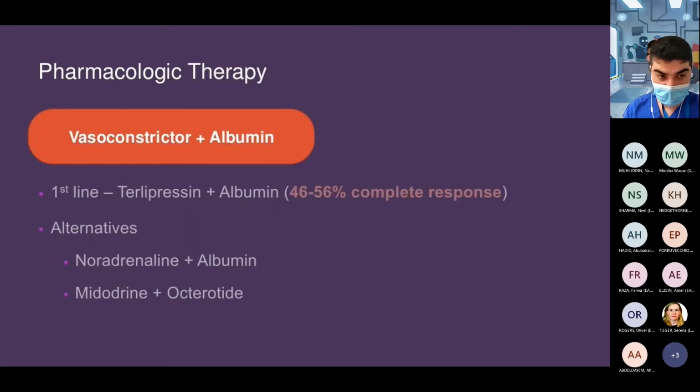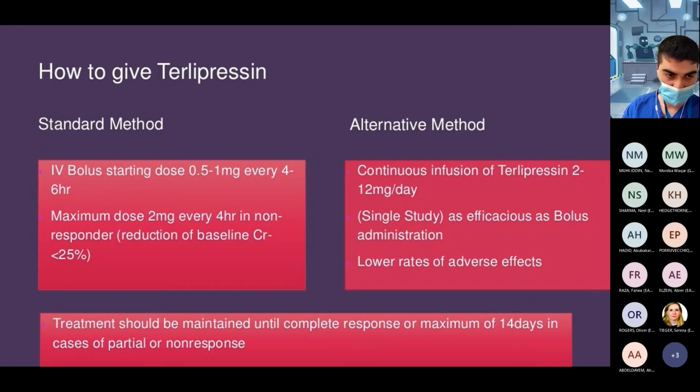Then specifically for HRS, as I was saying, terlipressin and albumin is what we mainly recommend. In America, they use octreotide and midodrine more than we do here. Noradrenaline is an agent that you could use if your patient was on ITU, but for the ones in the ward setting, it's mainly terlipressin and albumin.